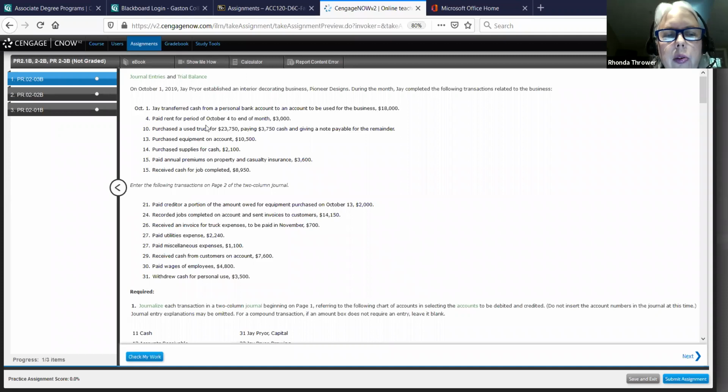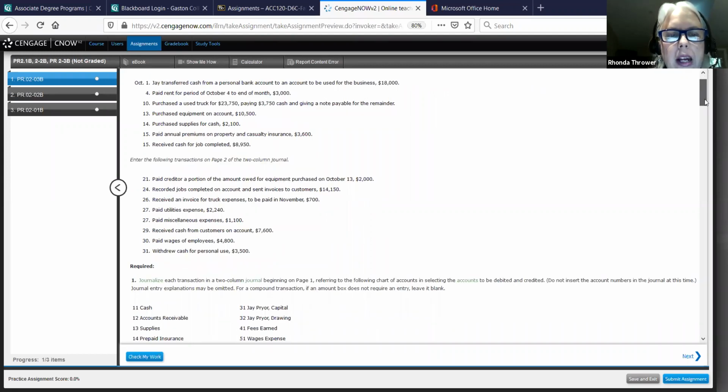On October the 1st, Jay transferred cash from a personal bank account to an account to be used for the business, $18,000. Since this is a brand new business, because on October 1st, Jay Pryor established an interior decorating business, he's just starting the business. There's no previous owner's equity or assets or liabilities that they had prior to this time. We're starting a brand new business. So the owner's putting money into the business.